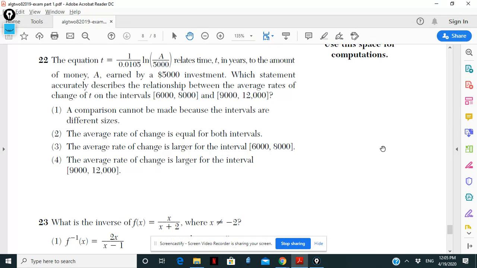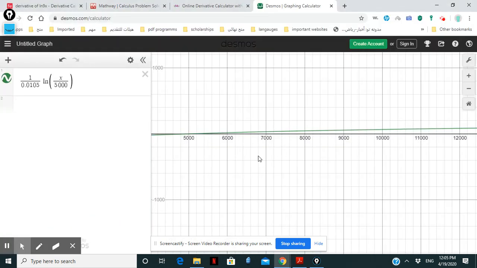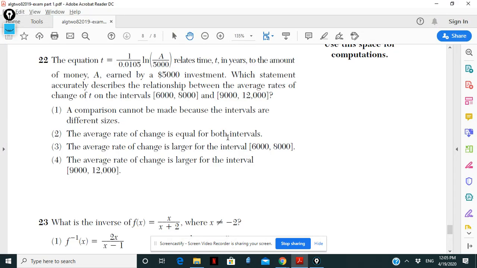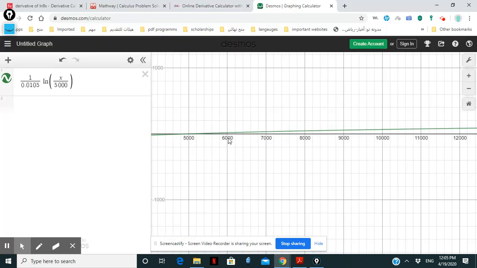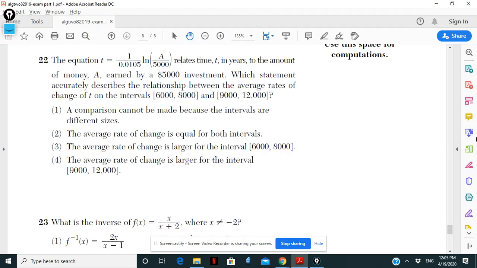So can a comparison be made because the intervals are different sizes? No, because I can compare on the graph. You look here, 6,000 is close to the x-axis. Okay, so I can do a comparison. Is the average rate of change equal? No, because if you're looking from 6,000 to 8,000, the average rate is higher than to 12,000 because it's going to be more like an asymptote.